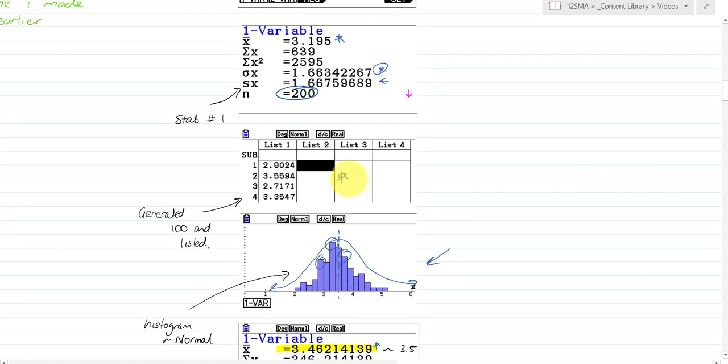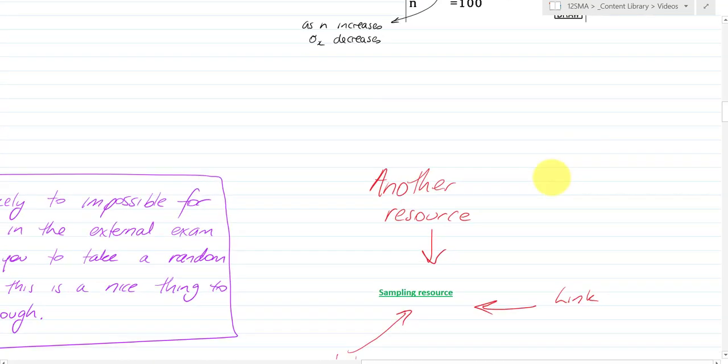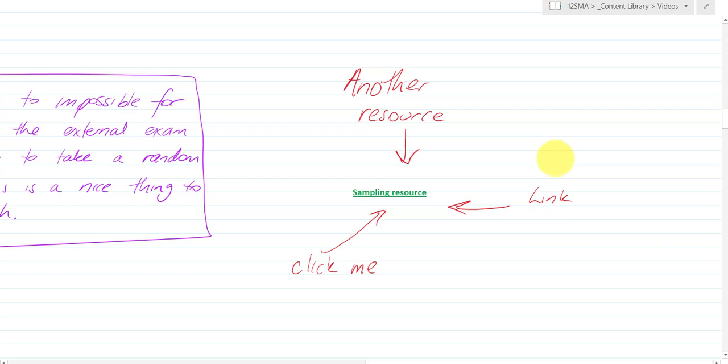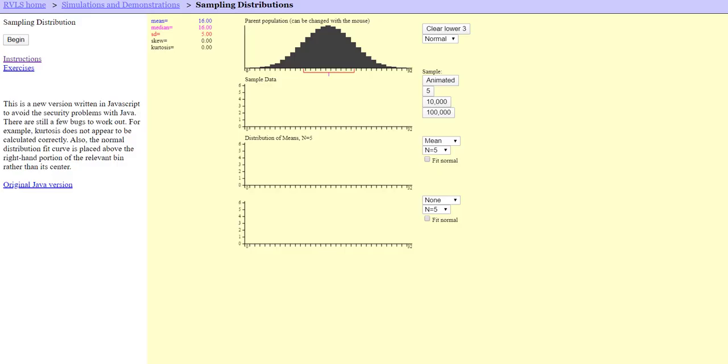Now let's have a look at another resource here. So if you're on my OneNote, you'll notice here there's a link to this resource. You can have a play around with it, and it's worth having a play around with. It's a really good statistical website, which you should be able to see up in the screen now. So just having a play around with this, we can have a look at an animation.